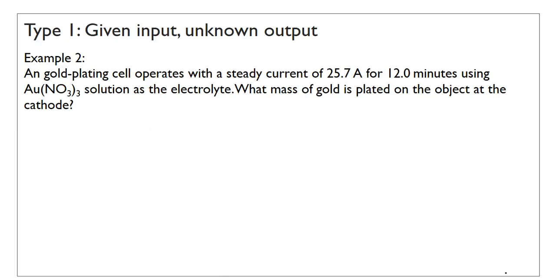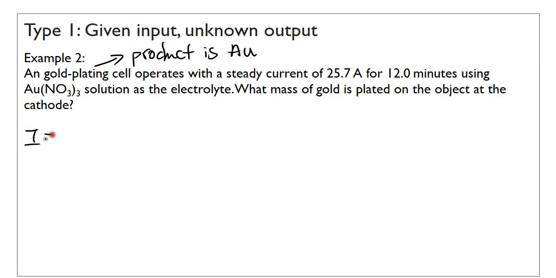Example 2. So very similar to example 1, but there is one extra difference. There is one difference, and that is that you have to work out the charge of the metal ion from the information provided. So you have gold plating. So once again, I know the product is gold, or Au, solid, with a static current.